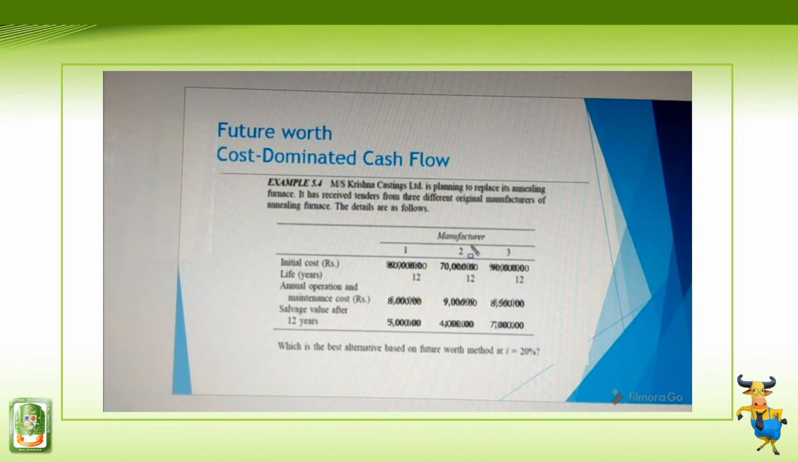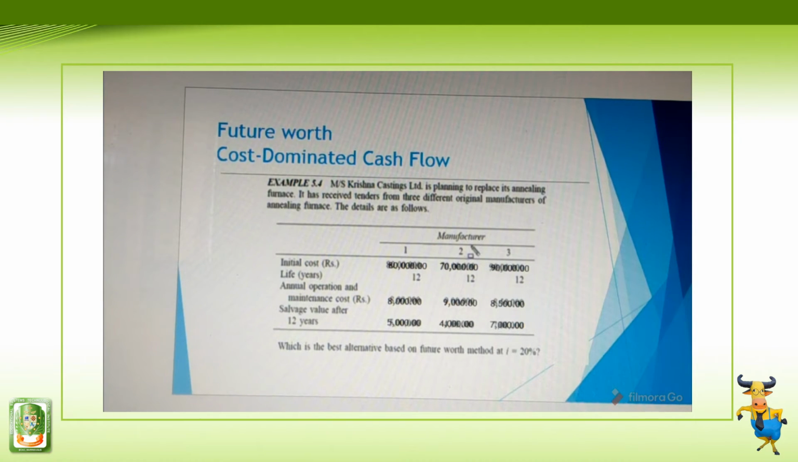Annealing furnace. The details are as follows. So we have 3 different manufacturers. The first manufacturer has an initial cost of 80,000 with a 12 years lifespan, an annual operation and maintenance cost of 8,000, and a salvage value after 12 years of 5,000.